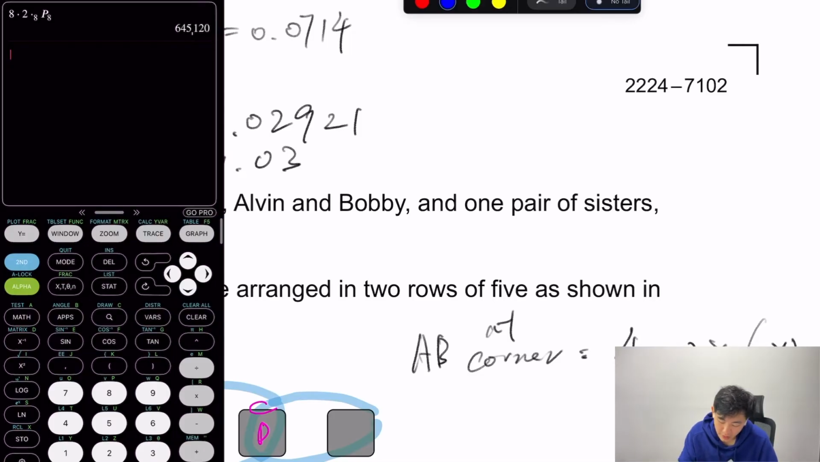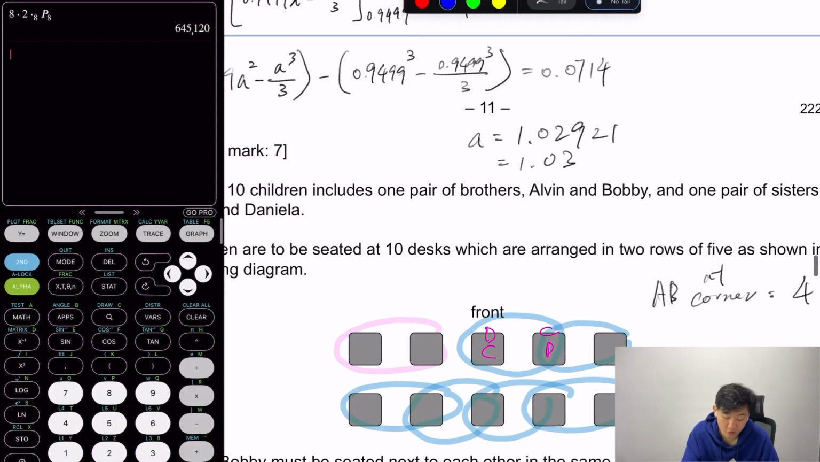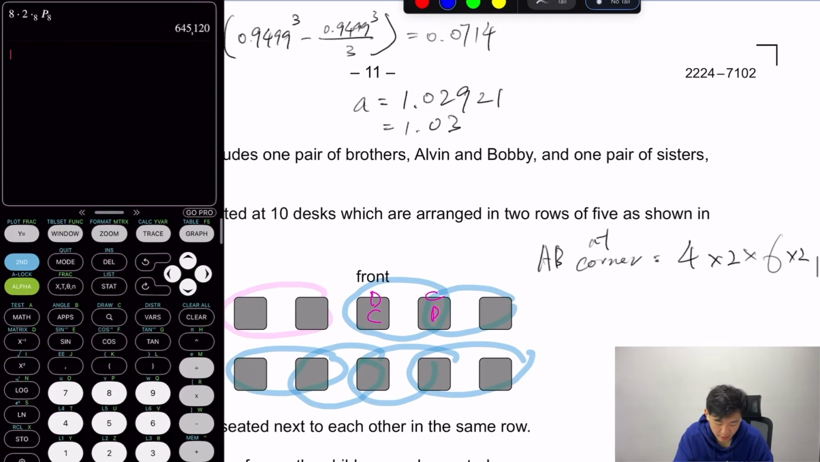After these 2 steps, we secure actually 4 seats, right? We arrange the AB, we arrange the sisters together, so 4 seats got occupied. For the remaining 6 seats, you can then use the permutation formula, which is 6P6. That's what happens when you have AB at the corner, also with CD seated together. This is the number.